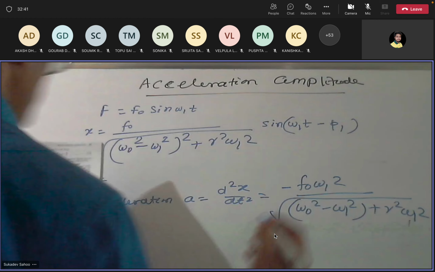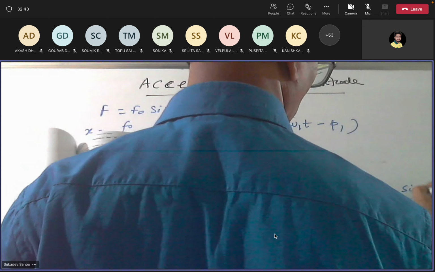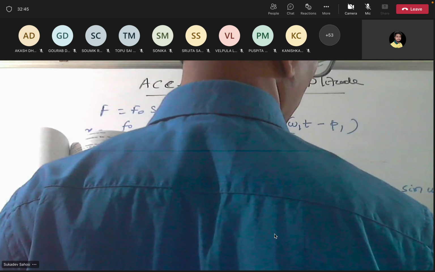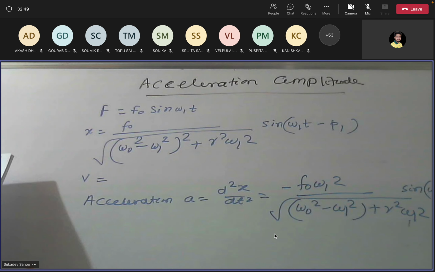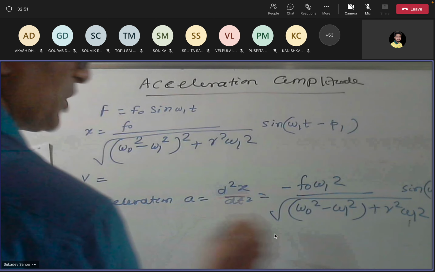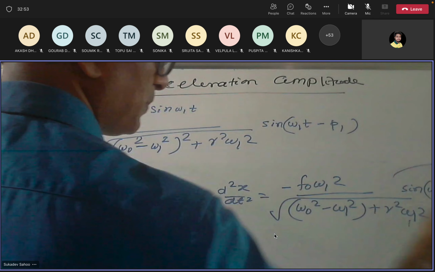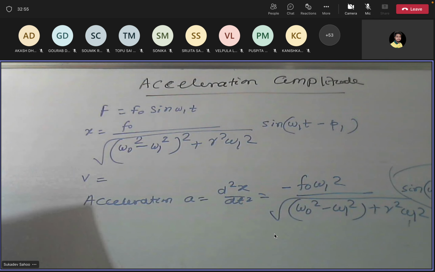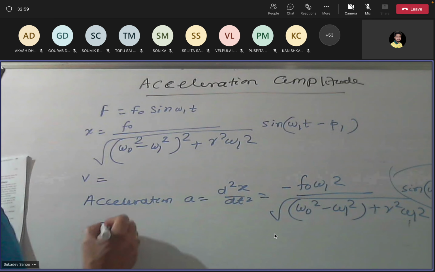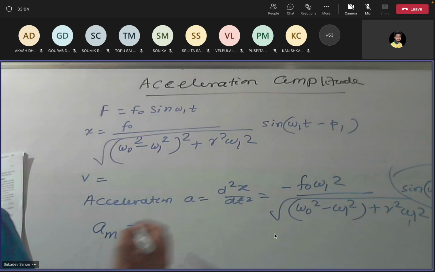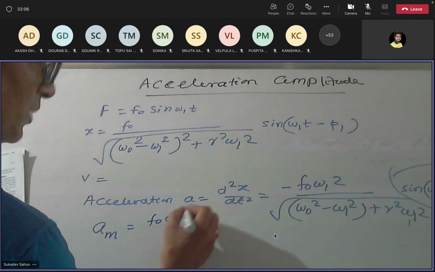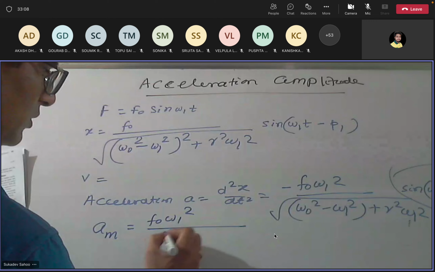All of you listen carefully. You will see that the acceleration becomes maximum when the sine function is maximum, and we know that the maximum value of a sine function is equal to 1. So we can write the maximum amplitude of acceleration equal to F0 omega 1 square divided by the square root of the same expression.